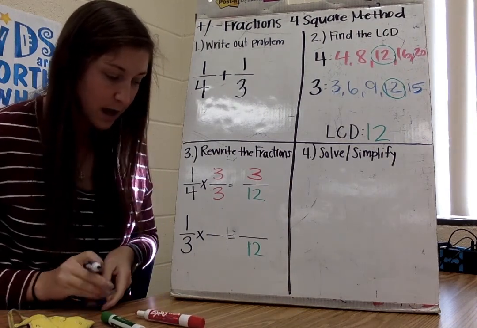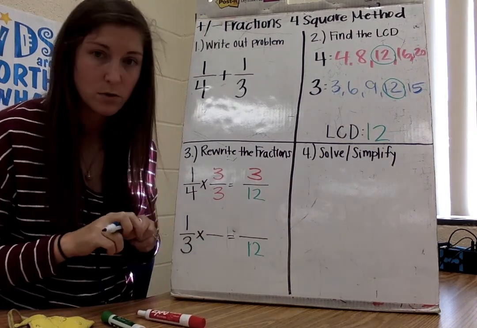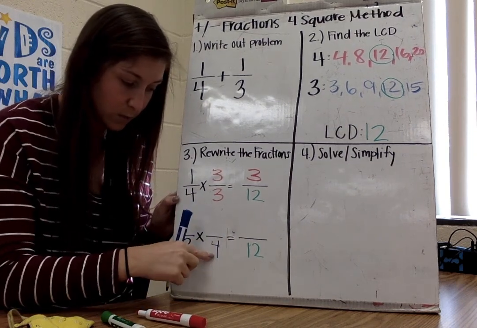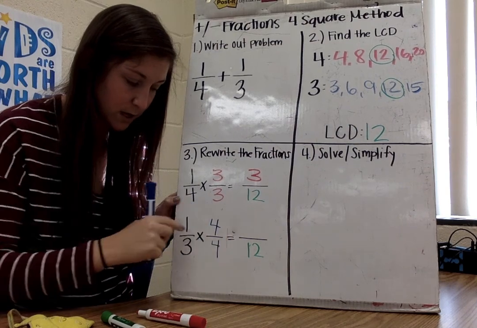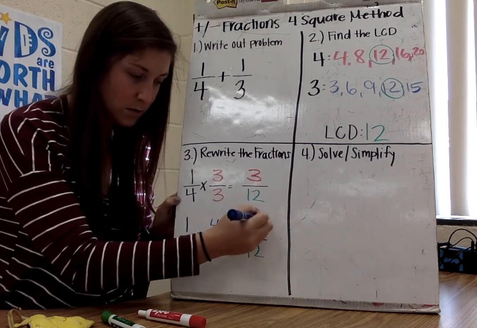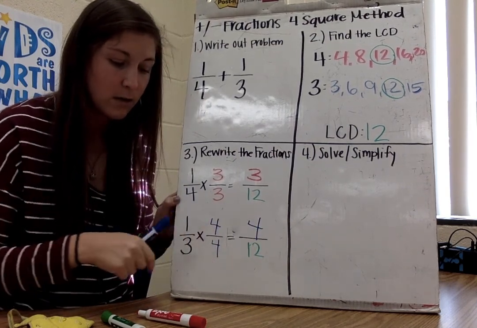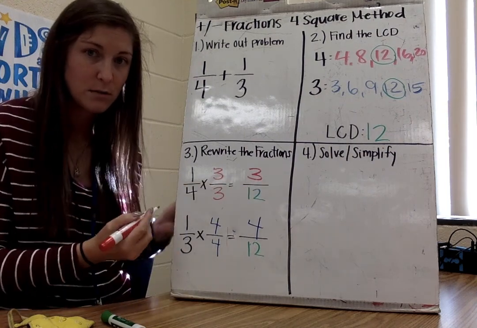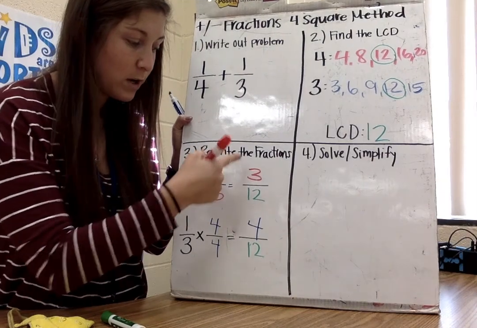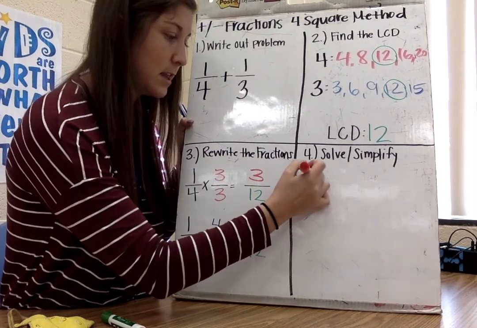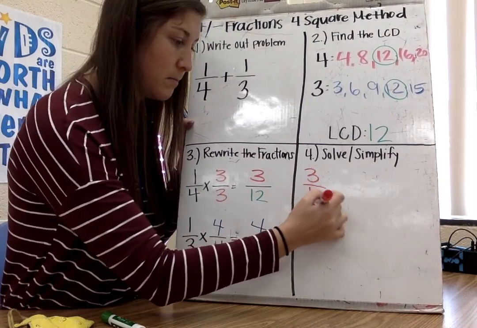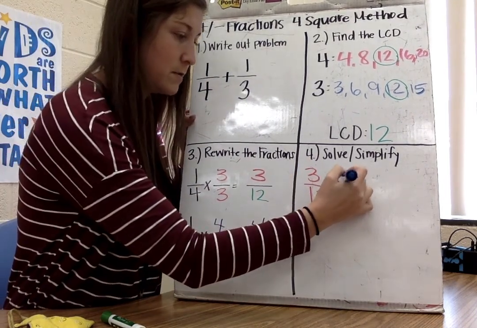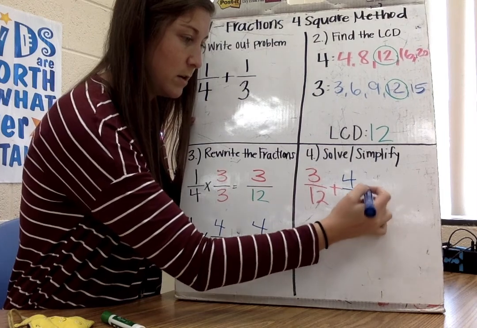Down here, I've got 3 times something equals 12. Well, I know that 3 times 4 equals 12. So again, what I do here, I also have to do right here. 4 times 1 equals 4. Now, I always like to rewrite over here in an addition setting. And whenever I add 2 fractions like this, I'm going to write them going straight across. So I'm going to write 3/12 plus 4/12.